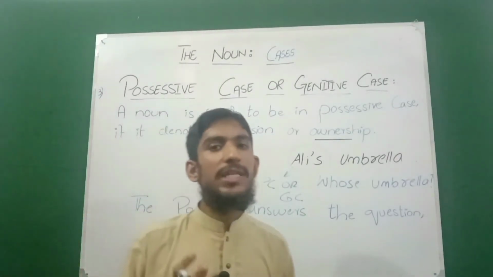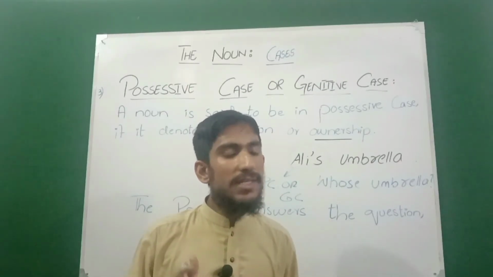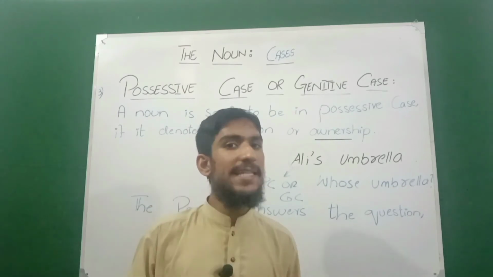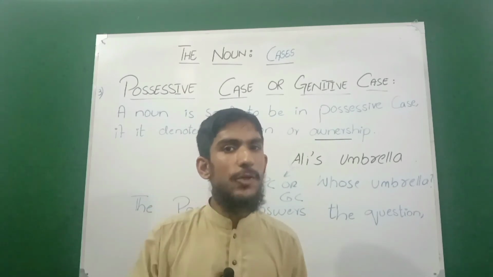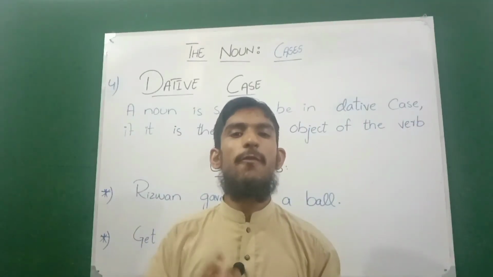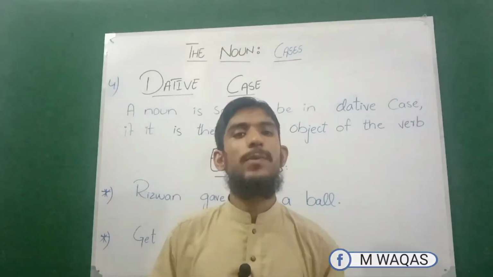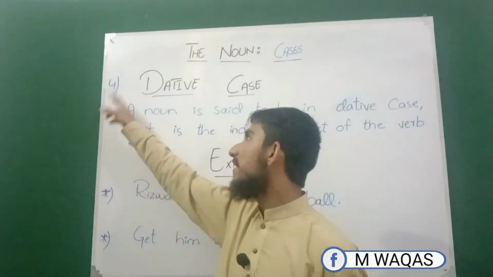So we have discussed three cases: subjective case, objective case and possessive case. Now we will discuss some unique cases of the noun in the style of native grammarians, which are the dative case and the vocative case. Now we will discuss the fourth case of the noun, which is the dative case, and it is a very unique type of case as well. So the fourth case is the dative case.